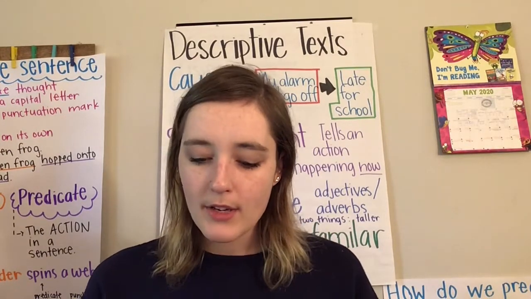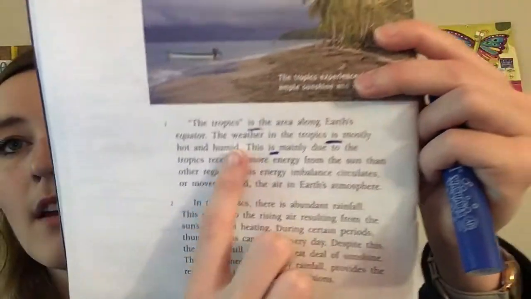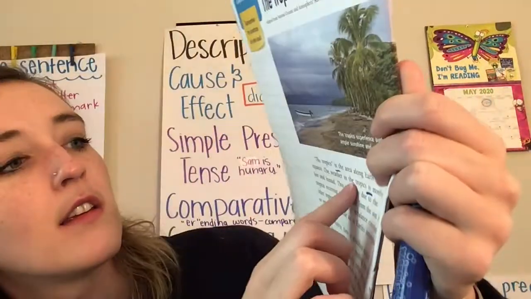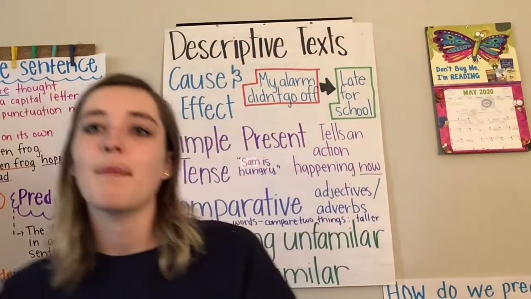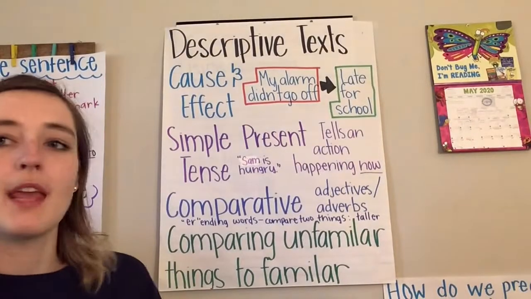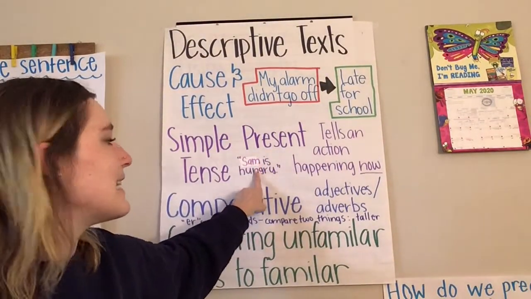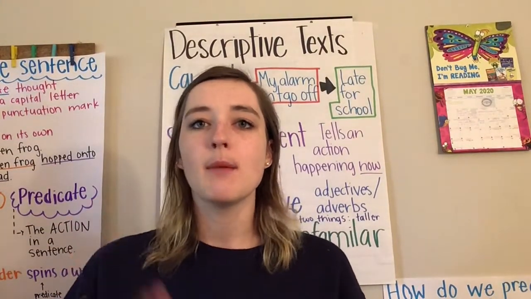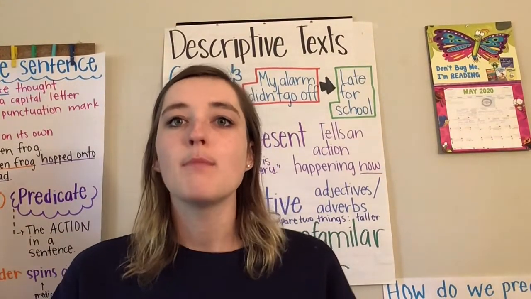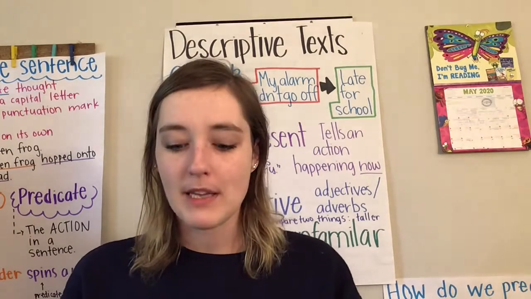Okay, so I underlined a couple of is's in those sentences. If you look at my text, the tropics is the area along the Earth's equator. Looking back at this anchor chart, it says it tells actions happening now. Sam is hungry. So typically when we're looking for simple present tense, we're talking about very simple, short sentences using the word is and making it in the present.